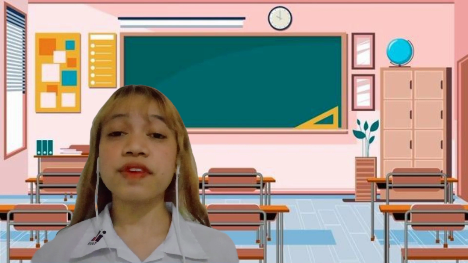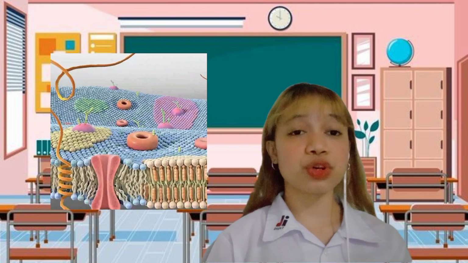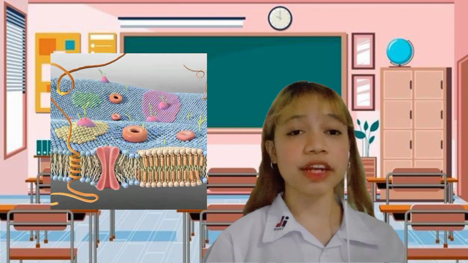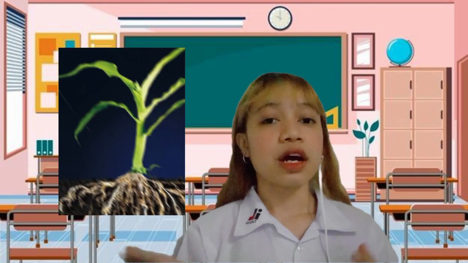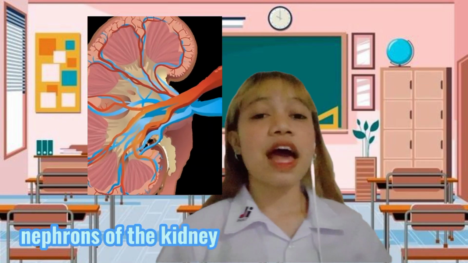It's a universally accepted theory that all living things are made up of cells. Exchange of materials occurs between the cells and their environment across the cell membrane. To make this exchange as efficient as possible, some organisms have evolved specialized exchange surfaces like root hairs of the plants, alveoli of the lungs, and the nephrons of the kidneys.